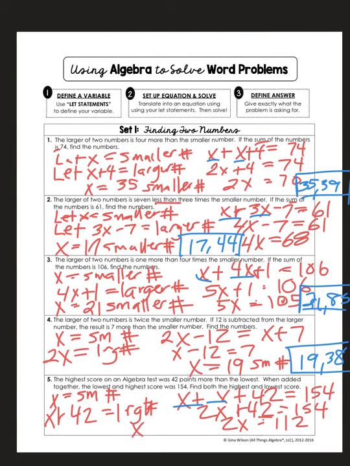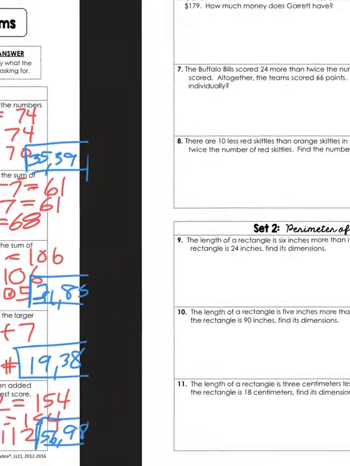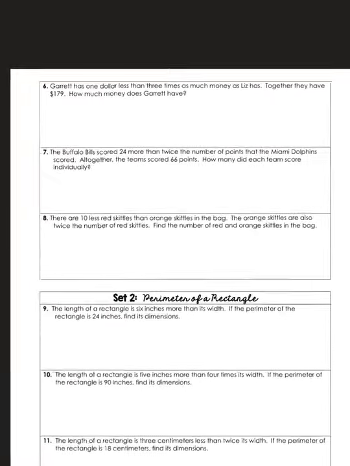So x equals 56. And if the lowest grade, or the smallest grade, is 56, then the largest is 56 plus 42, which is 98. So 56 and 98. All right. Next page. Couple more problems here in this set.